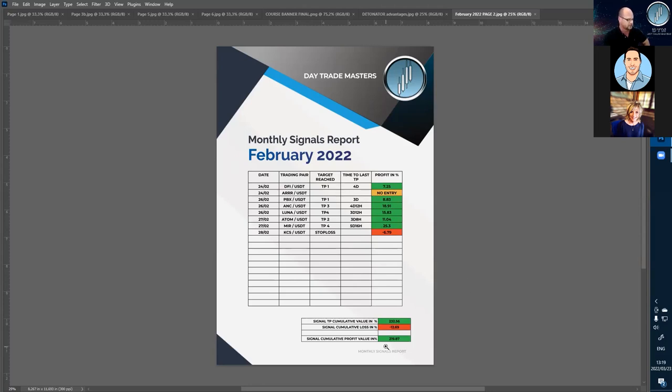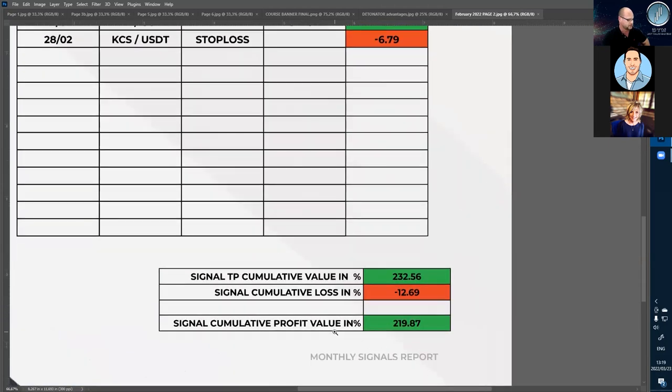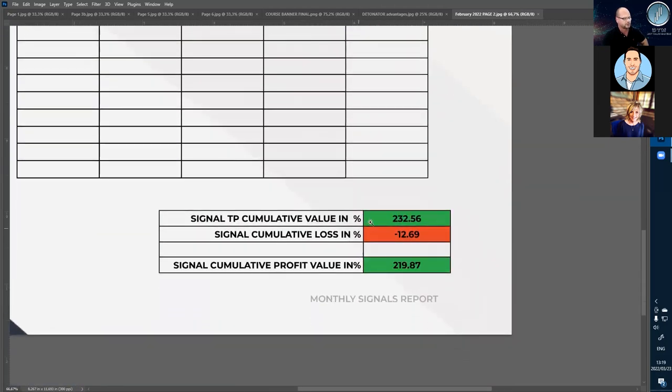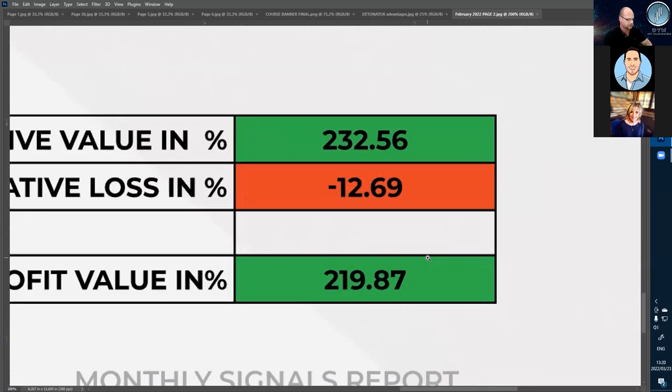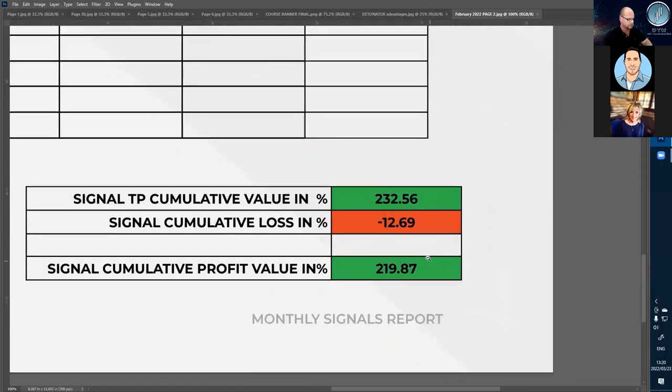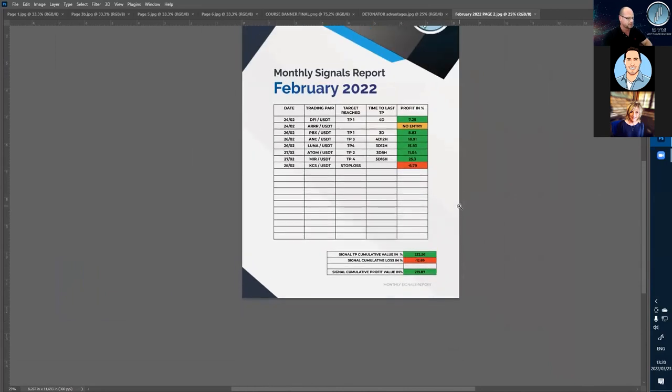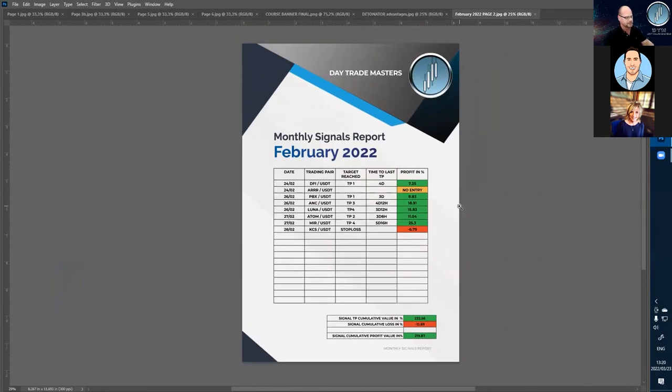But you can see here, if I zoom in, this was our cumulative value. It was 232% for February. We then have a cumulative loss, two stop losses, and that was minus 12.69%. And then our total cumulative profit value was 219% for the month of February. So we always try to keep the profit levels up there for our members so they can prosper and take advantage of this.